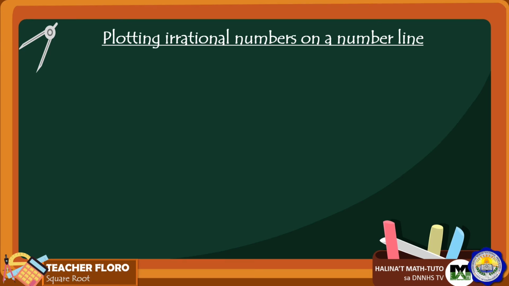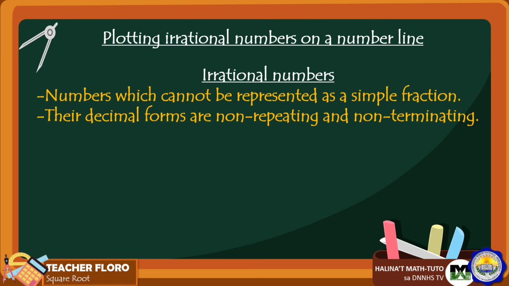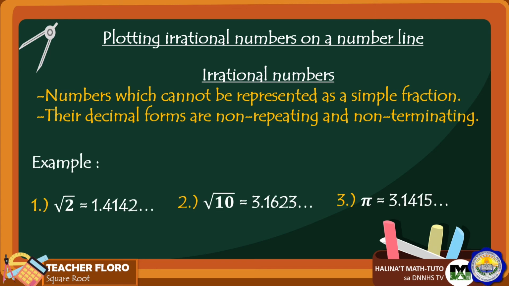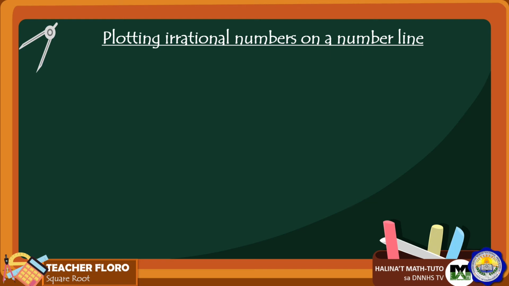Now, let's find out how to plot irrational numbers on a number line. But first, what are irrational numbers? These are numbers which cannot be represented as a simple fraction. Therefore, their decimal forms are non-repeating and non-terminating. Some examples of these are: number 1, square root of 2. Number 2, square root of 10. And number 3, square root of 5.